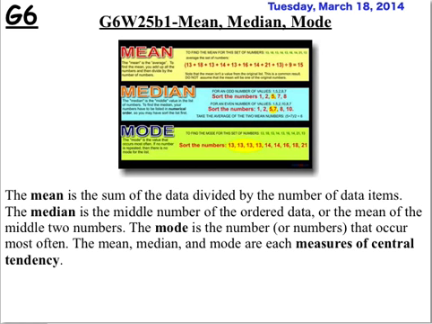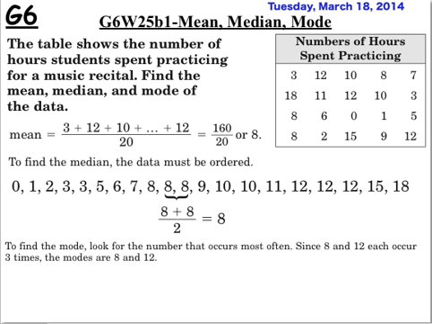Go over is mean, median, and mode. Okay, so here's an example of mean, median, and mode. One of the questions that came up was, how do you figure out the average, or how do you figure out the mean, the median, and the mode?